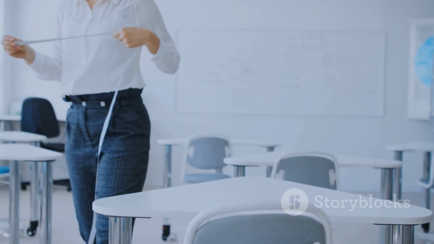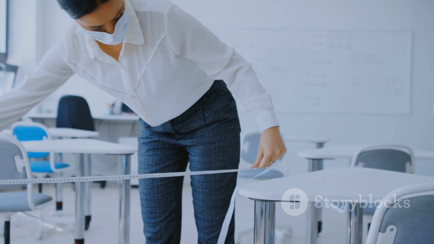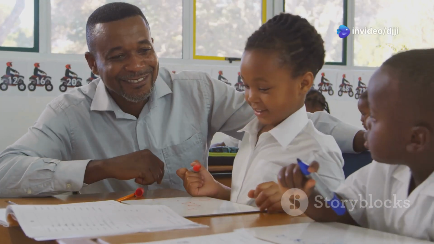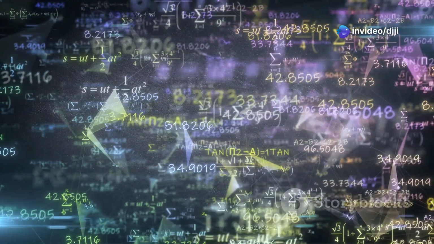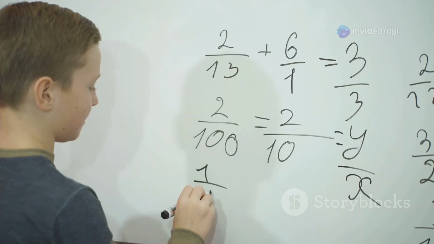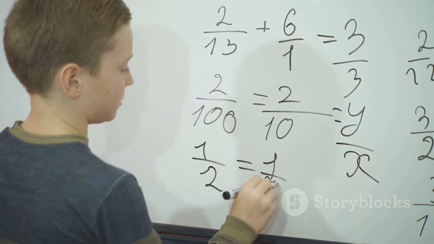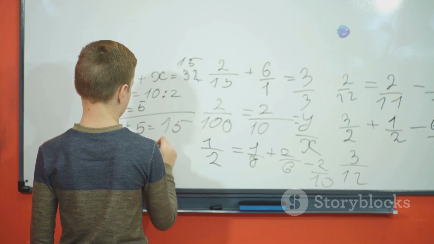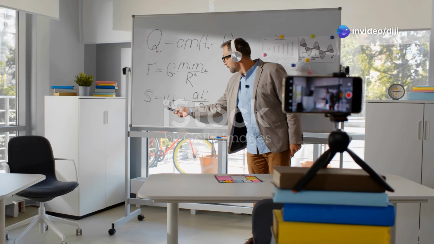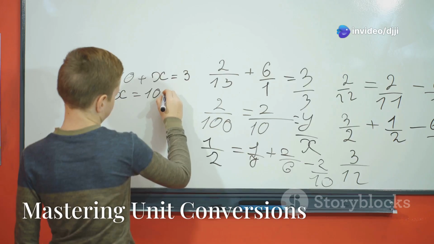Notice how we have inches on the top of both ratios and centimeters on the bottom. This is important. Now we can cross-multiply and solve for x. 1 inch times x centimeters equals 50 inches times 2.54 centimeters. X centimeters equals 50 inches times 2.54 centimeters divided by 1 inch. X centimeters equals 127 centimeters. We can use this same method to solve for any unknown quantity in a unit conversion problem.